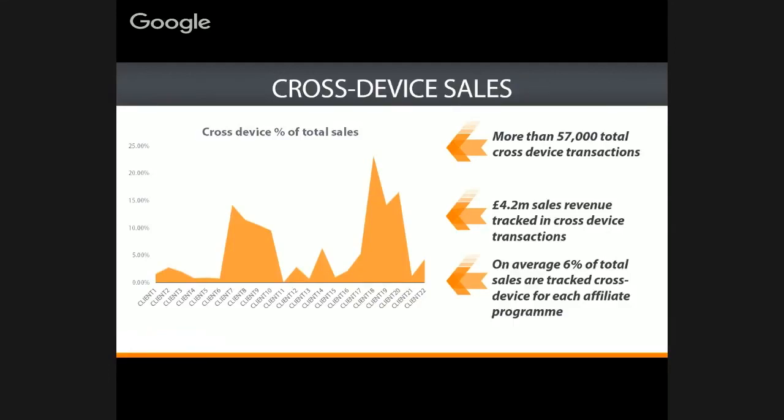It's about 6%. It can be as high as 20%, and it can be lower than 5%, depending on various factors, particularly how advertisers' mobile sites work and how quickly they ask for logins and how they deal with soft logins. But on average, 6% of sales.